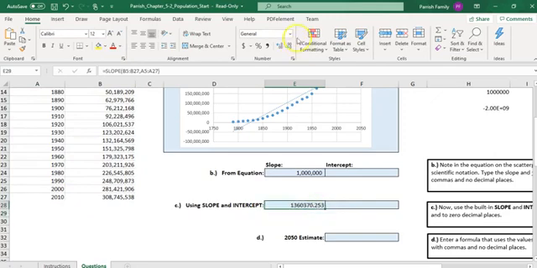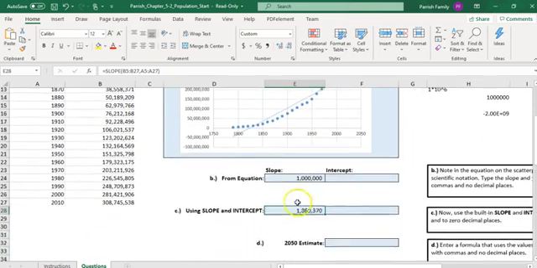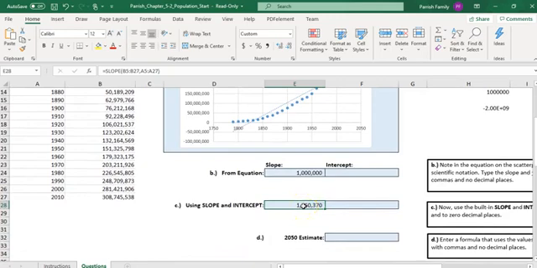When we do that, notice that we get a slope of 1,360,000. So let's do our formatting. We want it to be a number with commas and no decimal places. So this is our slope. This is the actual slope of this equation, whereas the number that they're giving you here is an approximate slope. So we've got the actual slope here.